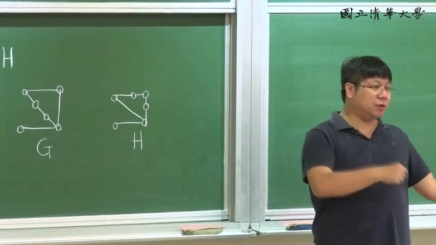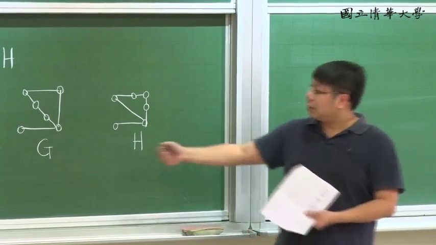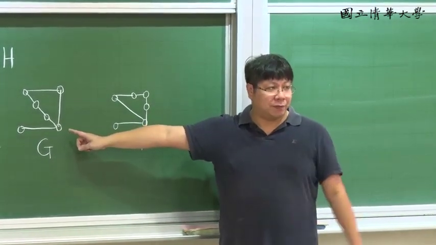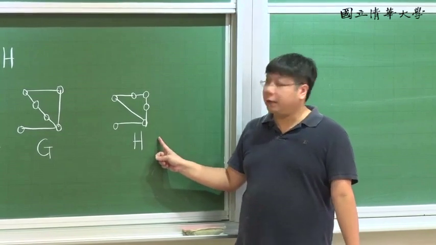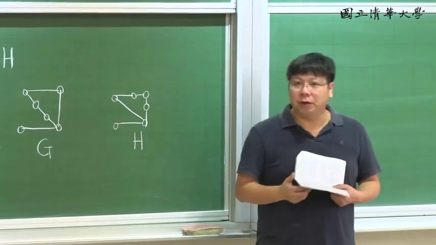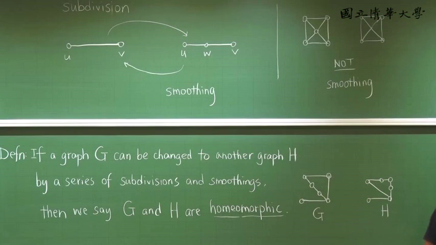Maybe subdivision, smoothing, subdivision, smoothing, so that after some subdivisions and smoothings, we can get H. Then in that case, G and H are homeomorphic. If you understand what I'm talking about so far, could you please raise your hand? Okay. So here, G and H are homeomorphic.